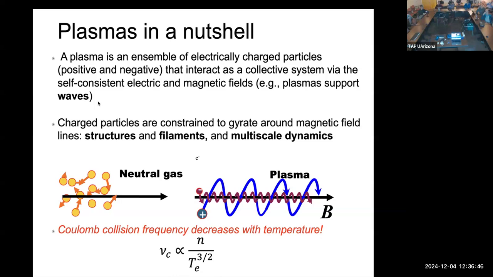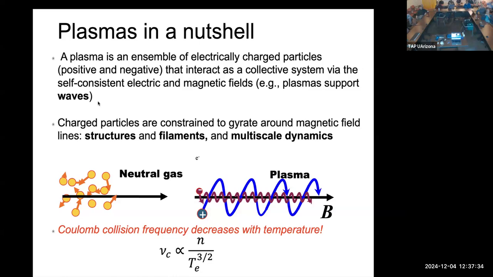However, plasmas are different in at least two fundamental ways with respect to standard fluids or neutral gases. First, a neutral gas doesn't care if there is a magnetic field or not. On the contrary, charged particles are free to move along magnetic field lines, but they are bound to gyrate around magnetic field lines. So what that means is that in a plasma, you can have dynamics at spatial and temporal scales on the order of this gyro motion, but you can also have dynamics at scales much larger than that. And so plasma dynamics is intrinsically multi-scale. And so this poses challenges for numerical codes, for example.